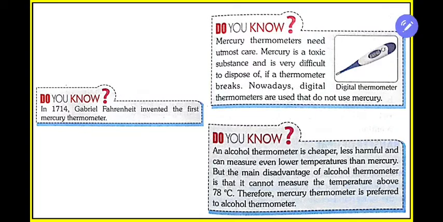So this is all about the thermometer. Now some more information. This is additional information, but very important from your exam point of view. Who invented the thermometer? In 1714, Sir Gabriel Fahrenheit invented the first mercury thermometer. For the last 20 minutes we have been telling you about mercury. Who invented this mercury thermometer? Sir Gabriel Fahrenheit invented it first, in 1714.